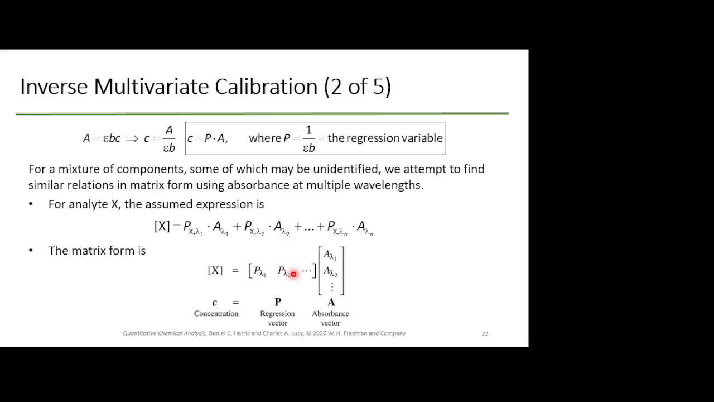So your matrix that's actually going to be formed from this is going to be your concentration. Then you have P, which is your regression vector. And then you have the absorbance vector right here, which is your absorbances. Okay. Does that look familiar?